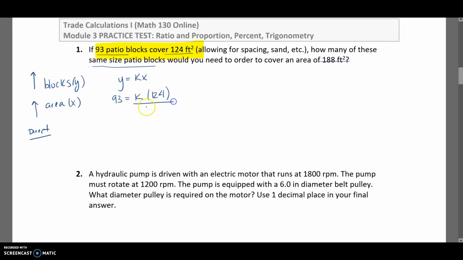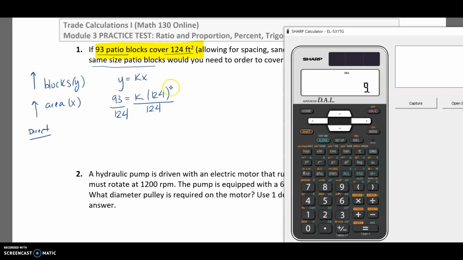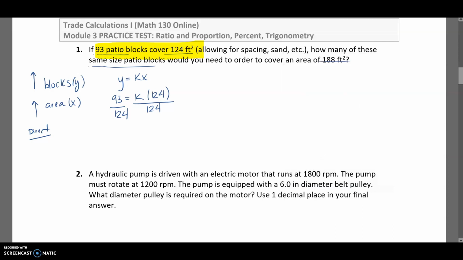To get k by itself, I divide by 124 on each side. I can check this value, 93 divided by 124, on my calculator. And this comes to a terminating decimal, 0.75. So I can use that if I like for k. If it had been a repeating decimal, I don't want to round here. I could have kept it as a fraction just as easily, 93 over 124. Either way, just make sure you're not rounding at this step.